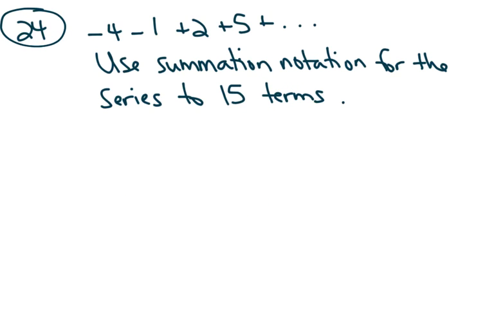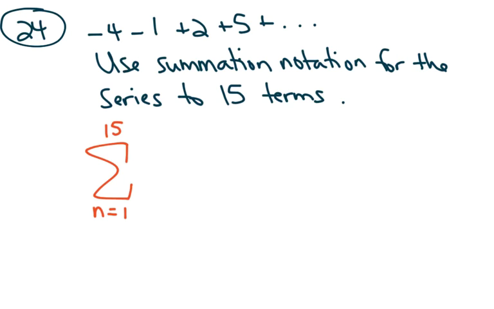Number 24, for the series -4 minus 1 plus 2 plus 5 plus ..., we're going to use summation notation to write this for adding 15 terms of this sequence. The way that works is, here's sigma, and the bottom number is going to be 1, and the top number is going to be 15. What that says is add the first 15 terms. So n equals 1 would be the first term of the sequence. n equals 2 would be the second term of the sequence.